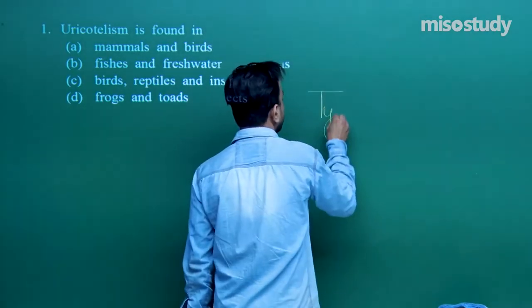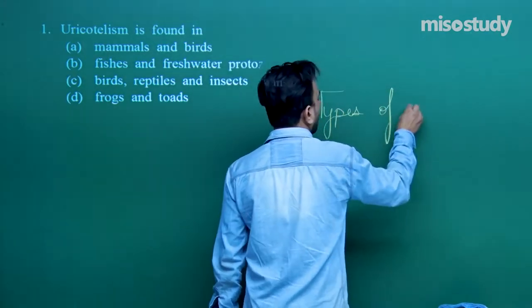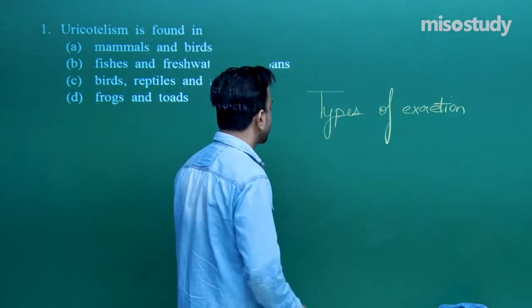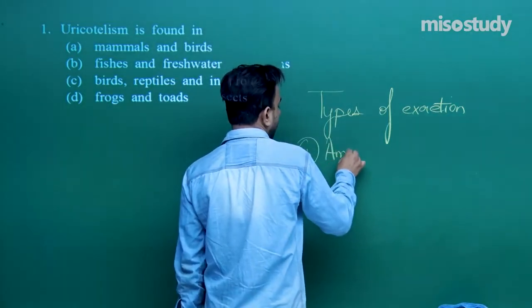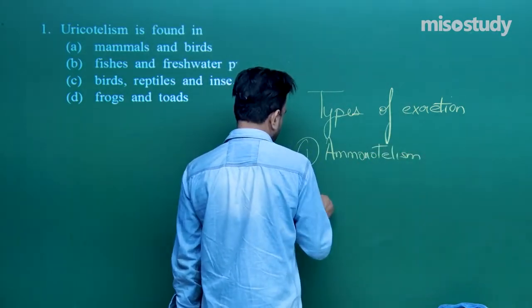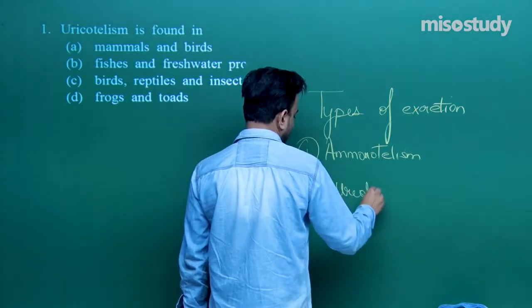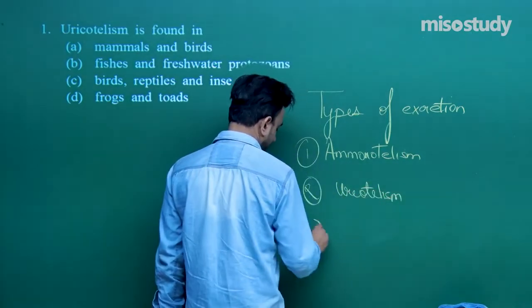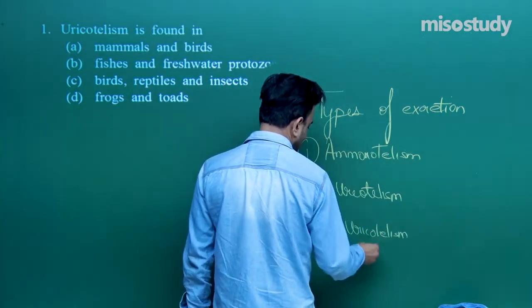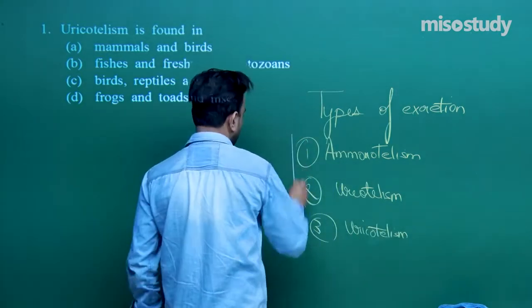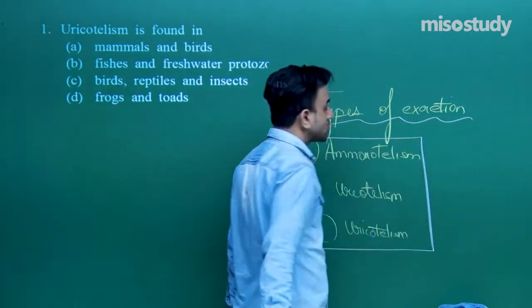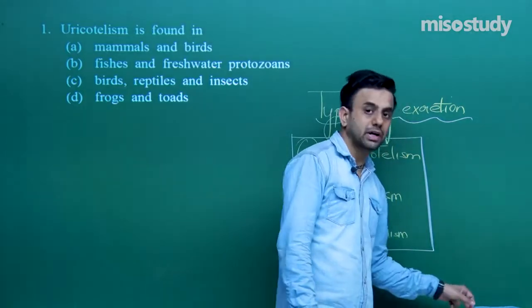Now when we are discussing the types of excretion, we will see there are various types of excretion. The most primitive one was ammonotelism. Then you have ureotelism, and finally uricotelism, right? So these are the three types of excretion which we know of, or which can be broadly classified into.